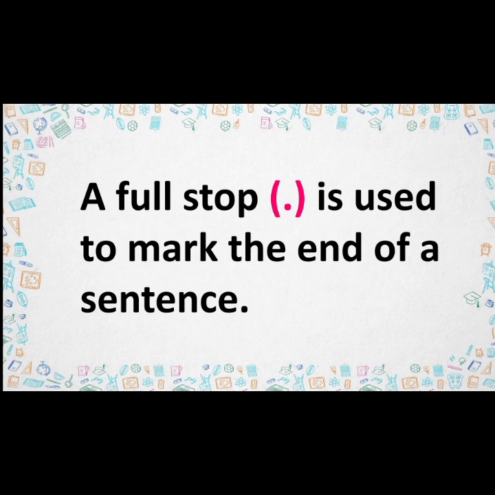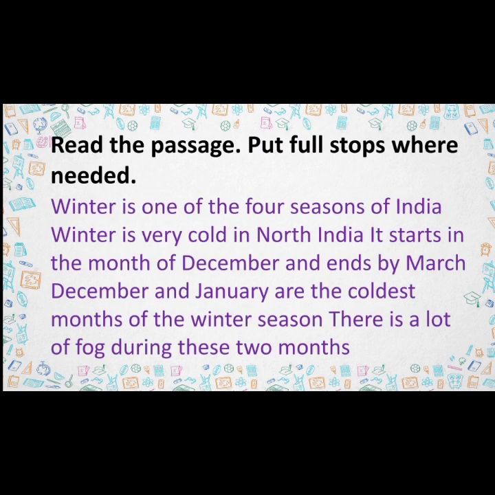Students, let us do a small exercise related to it. Read the passage, put full stops where needed. Winter is one of the four seasons of India. Winter is very cold in North India. It starts in the month of December and ends by March. December and January are the coldest months of the winter season. There is a lot of fog during these 2 months.